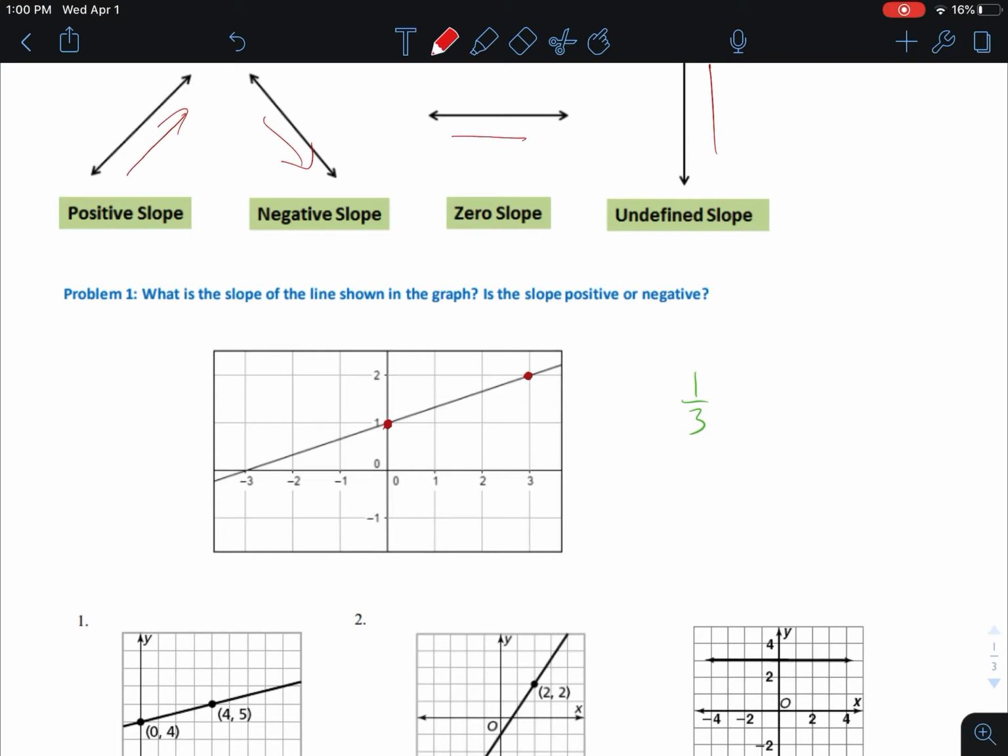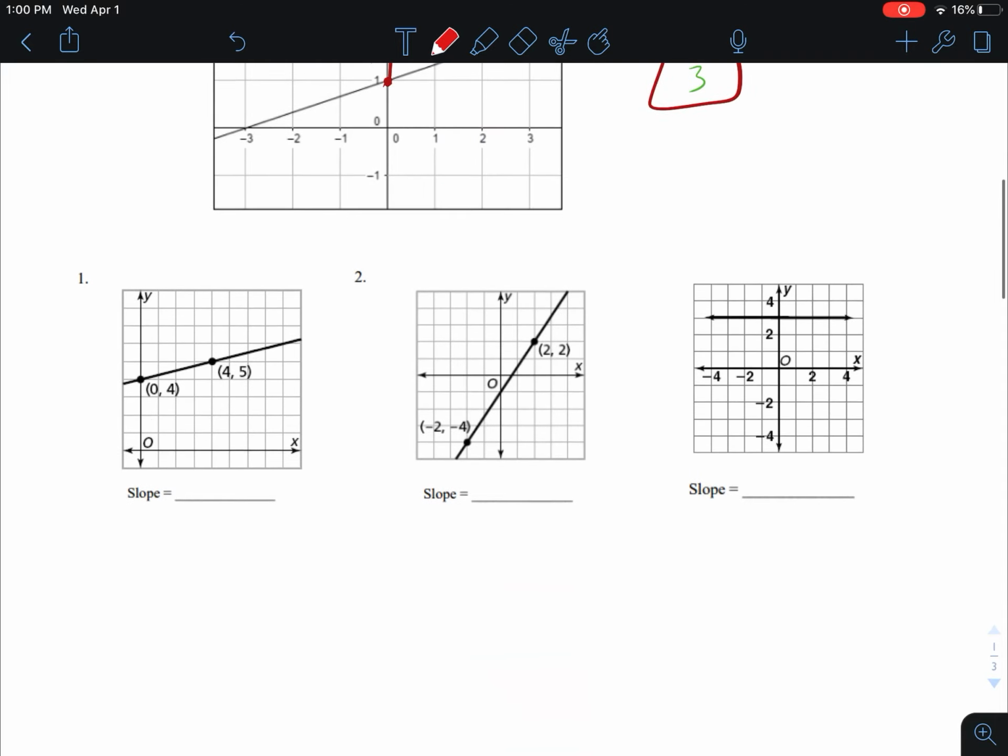So there's 2. I'm going to count rise is up 1. Run is 1, 2, 3. So it's 1 over 3. Slope is 1/3. That's all slope is. I'm sure most of you guys remember that. You don't need to draw these lines up and over. It's just me making a triangle to count.